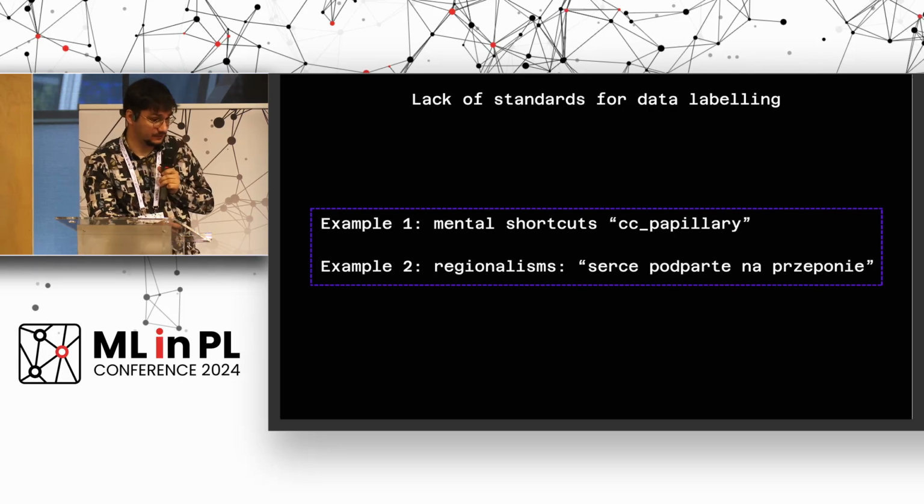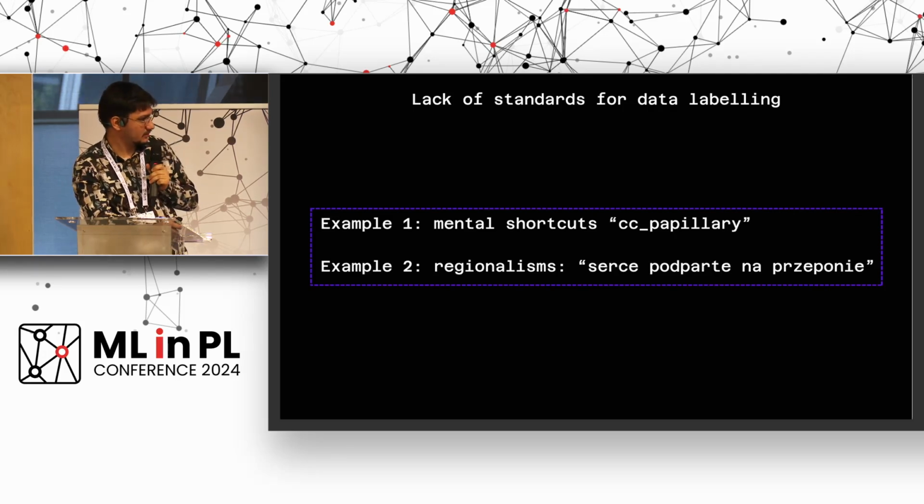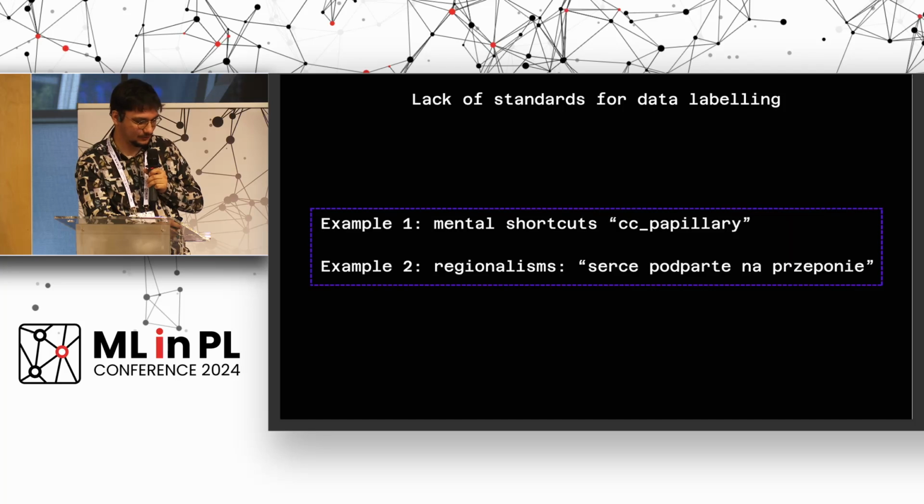There's also a lack of standards for data labeling, and this is partly on medical doctors, which I am one of. There are, for example, some mental shortcuts. Here is CC papillary, which is not really a label, but a doctor probably wanted to note that the tumor described here has both CC and papillary characteristics. And there are also regionalisms, things that are said in one country which have no translation in another, like serce oparte na przeponie.